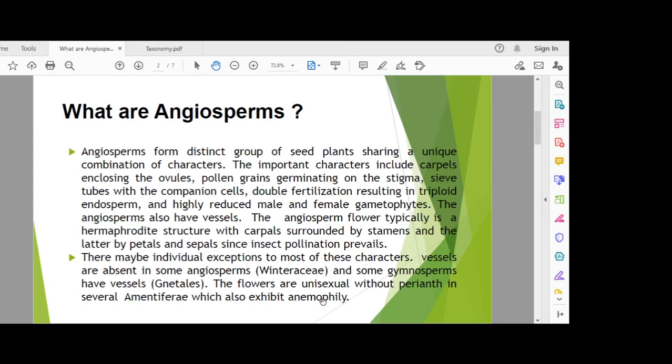Angiosperms have the greatest number of plant species, over 3 lakh species inhabiting the earth. They include annuals, perennials, herbs, shrubs, and trees, ranging from very small to gigantic sizes. There exist parasitic, epiphytic, saprophytic, and even insectivorous species among angiosperms.